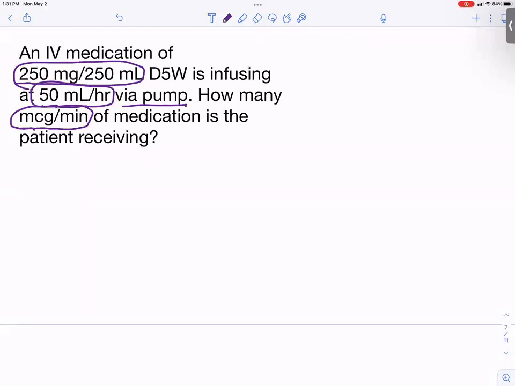So my wanted, it's telling you how many micrograms a minute. And where do I start? My volume over time. That's what the doctor ordered. Run it at 50 milliliters an hour.